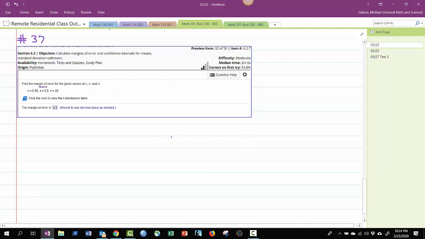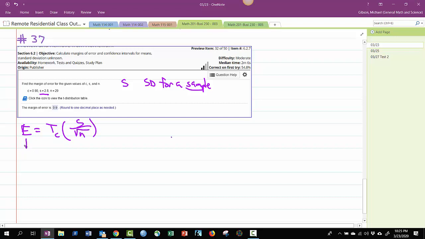You'll see this here. Find the margin of error for the given values of C, S, and N. I'm going to guess it's largely missed because they just give us S here, and you have to remember what S is. S is the standard deviation for a sample. So in other words, we don't have the standard deviation for the population, we've got it for the sample. That tells us this is a T. So our error term is going to be our TC times our standard deviation S divided by the square root of the sample size.